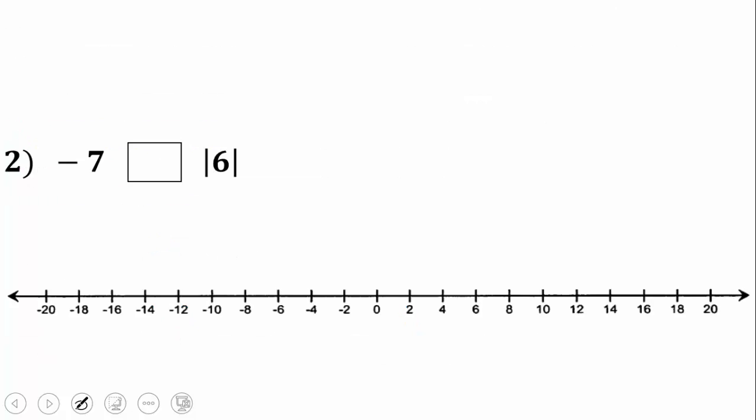Moving right along to our next example, we have -7. Let's put that on the number line. That's going to go right here, -7. And then we have the absolute value of 6, which we know is 6. And we can come over here and put that on the number line right there. And -7 is to the left. 6 is to the right, so 6 is greater. That means -7 is less than the absolute value of 6.